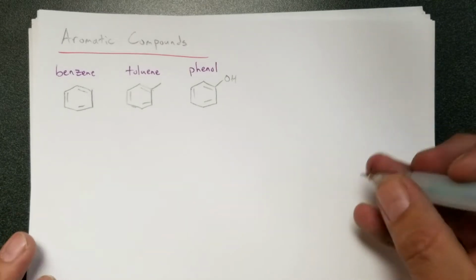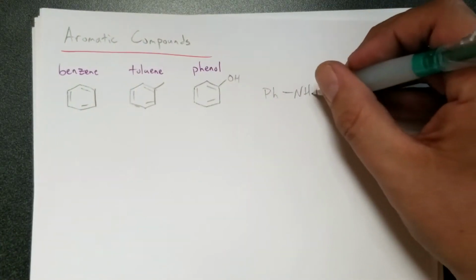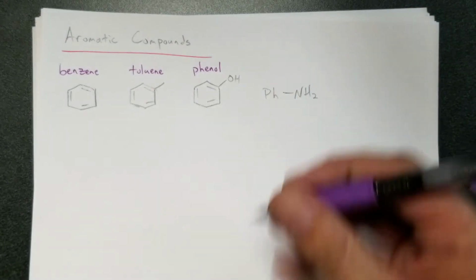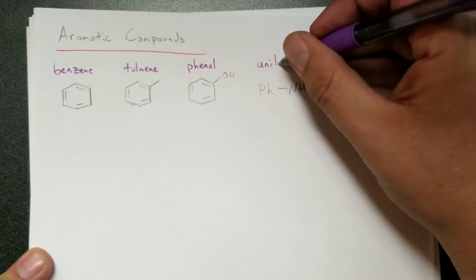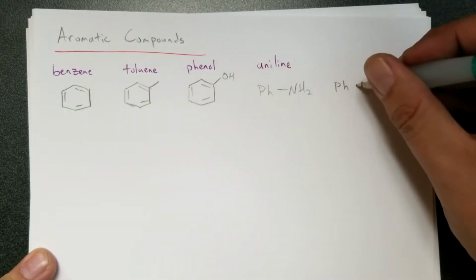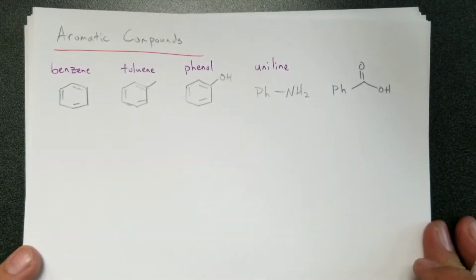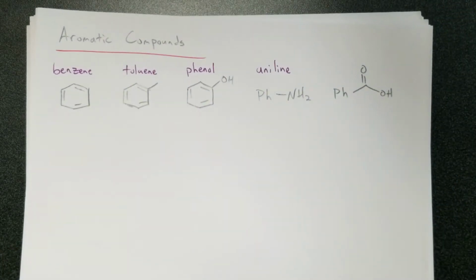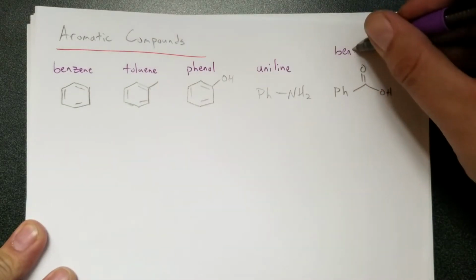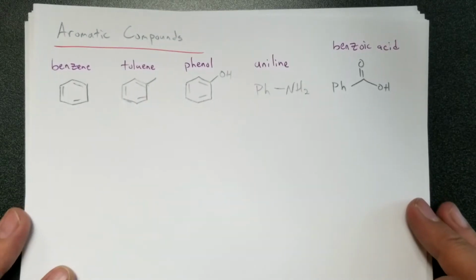All right, for the rest of these, I'm going to go ahead and abbreviate the ring as Ph just to save some time here. And I want you guys to know these. This one here is aniline. We have this one we've seen before last semester. You guys remember what this one is? If it has a carboxylic acid, this is benzoic acid. We used that last semester during the acid-base lab.